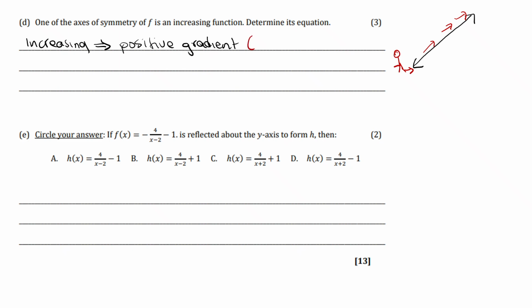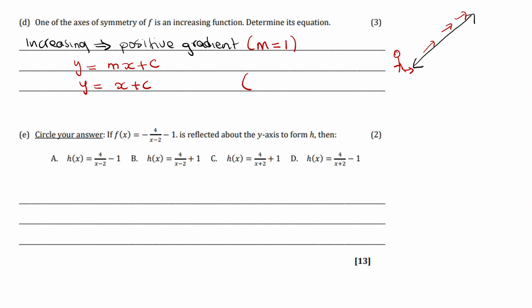Remember, the axis of symmetry has a gradient of 1, and that one is positive. So m is equal to 1, and the formula that we use is y = mx + c. But we already know m is just 1, so this is y = x + c. So we need to substitute, when you substitute your asymptote.